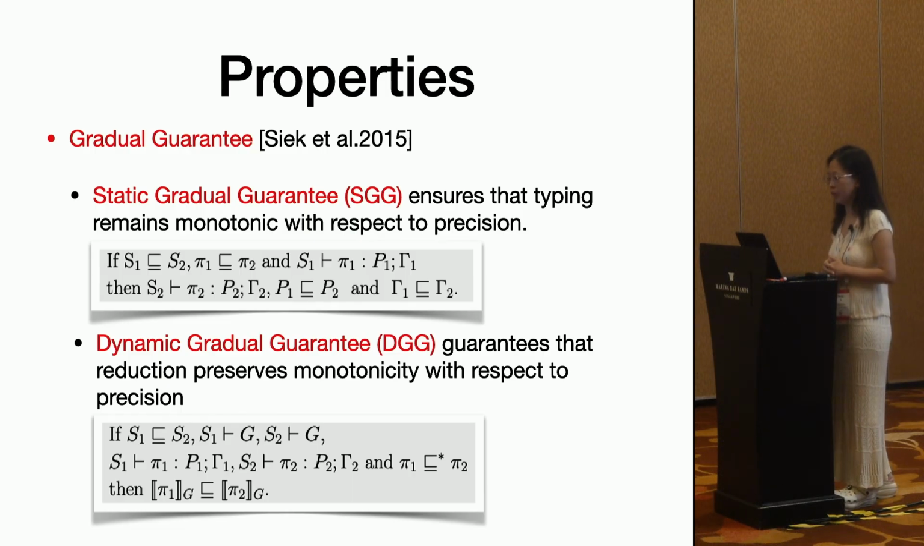And we also prove an important property in gradual typing, the gradual guarantee. It ensures that if we remove some type annotations, then it will not introduce either type or runtime errors.